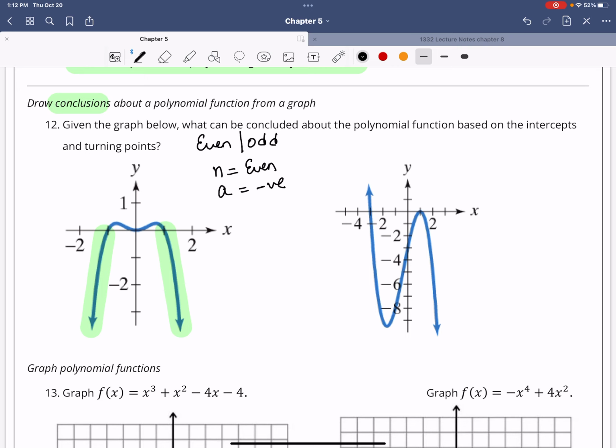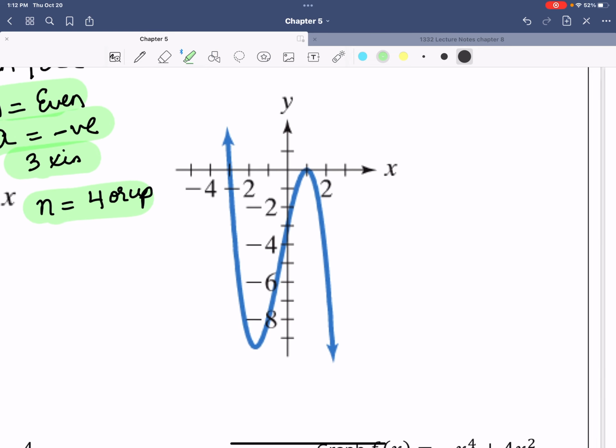Do you see that? Once that's done, I'm going to look at how many intercepts. I have 1, 2, 3 intercepts, so I have 3 x-intercepts. And look at my turning points: 1 turning point, 2, 3 turning points. If I have 3 turning points, the n value is 4 or up. That's always my conclusion: I see if it's even or odd, whether the a value is positive or negative, how many intercepts, and what could be the minimum n value. All right, now let's take a look at this one.